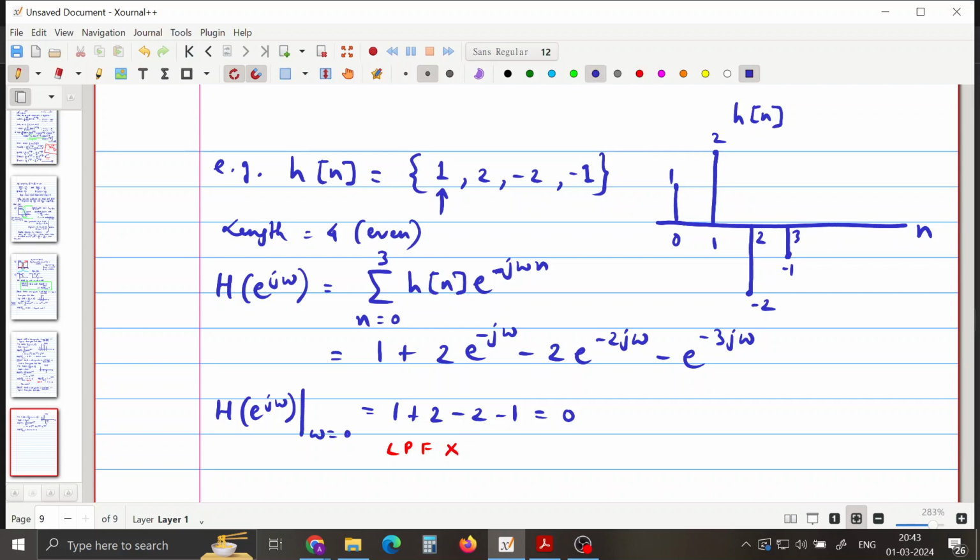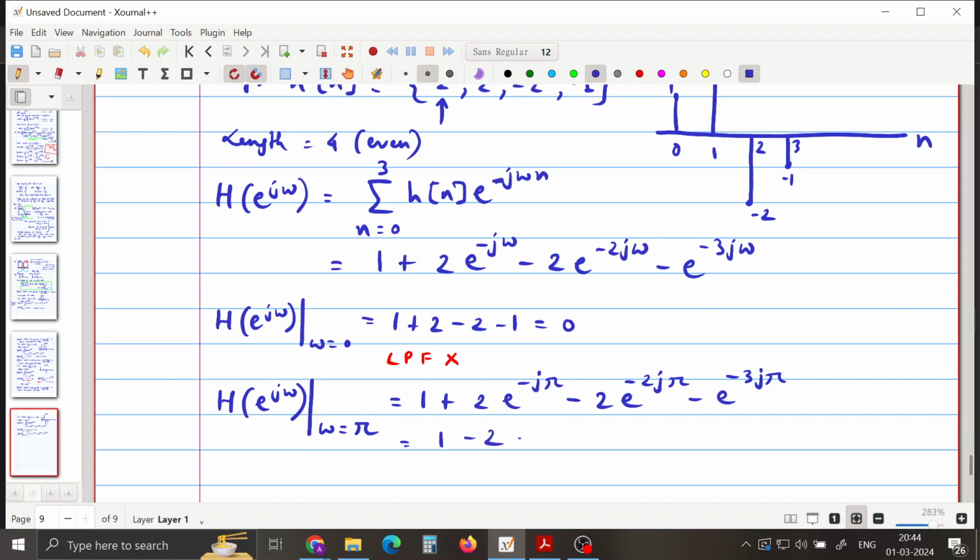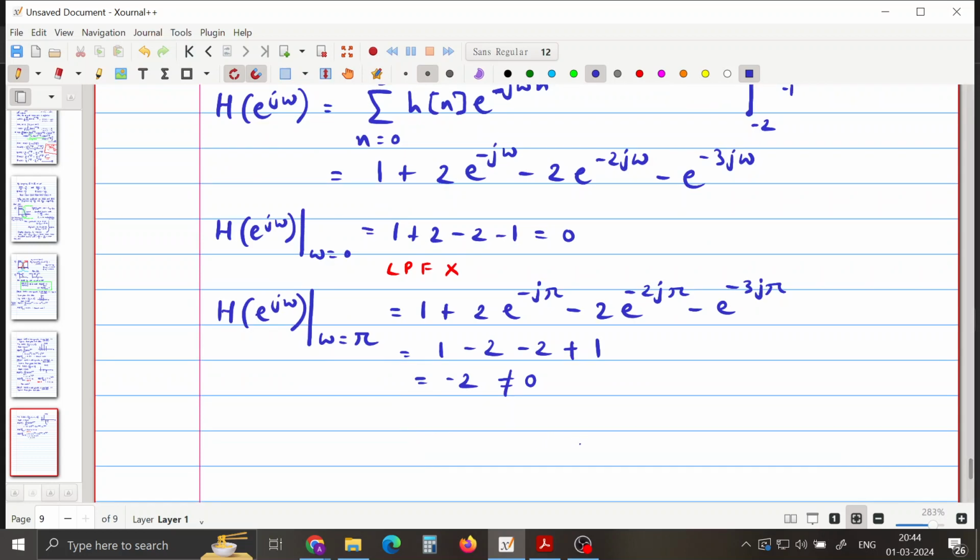The first condition is met, but the second condition, which is evaluating the frequency response at omega equals pi, what does that give me? 1 plus e power minus j pi plus 2 times e power minus j pi minus 2 e power minus 2j pi minus e power minus 3j pi. And this, if you calculate, is 1 minus 2 plus 1, which is minus 2, and clearly this is not equal to 0, so this is not vanishing. So the high pass filter constraint doesn't work here, so this also fails, therefore it doesn't work.